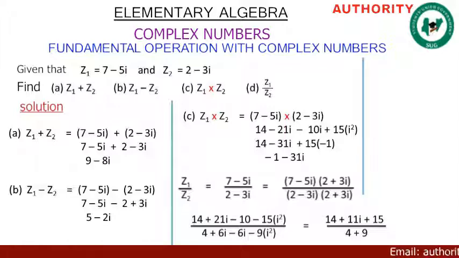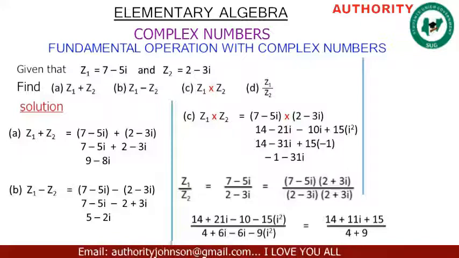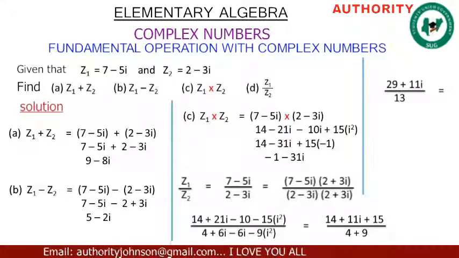So when we multiply the numerator, we're going to have 14 plus 21i minus 10i minus 15i square all over 4 plus 6i minus 6i minus 9i square. Okay, so in the numerator, 21i minus 10i is equal to what? 11i, and then minus 15i square is going to give you plus 15. So 14 plus 15 is equal to what? 29. So we have 29 plus 11i.